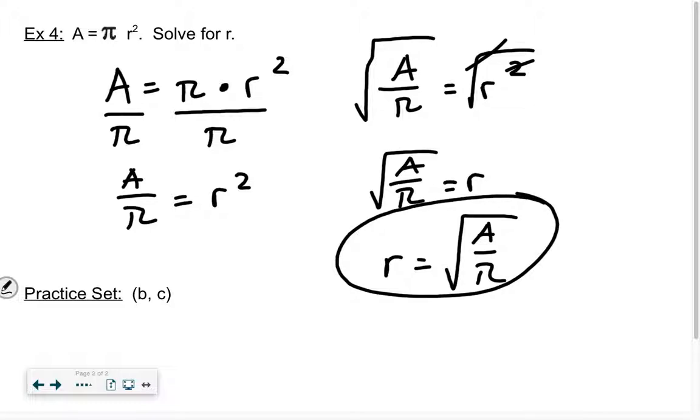So that's the gist of the lesson. You are solving equations once again, but now you're just doing it with variables instead of values. And then whatever expression you come up with, that'll be your answer. I want you to work on practice set problems B as well as C.